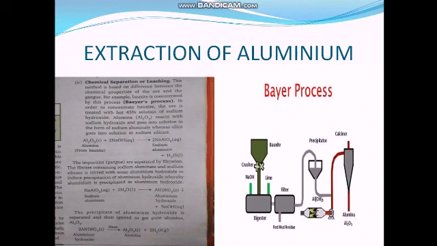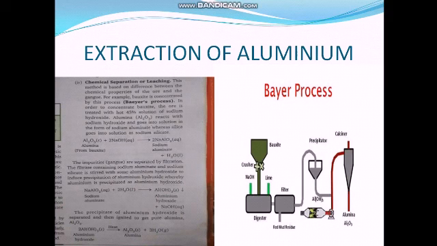Firstly, we have to grind the ore finely. Then the volatile impurities should be removed. It should be heated up to a temperature of 140 to 150 degrees Celsius under pressure with caustic soda, that is NaOH, for 2 to 8 hours. When we heat it with caustic soda, sodium metaaluminate will be formed.